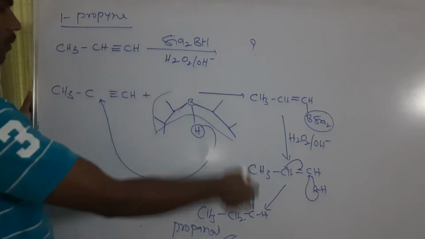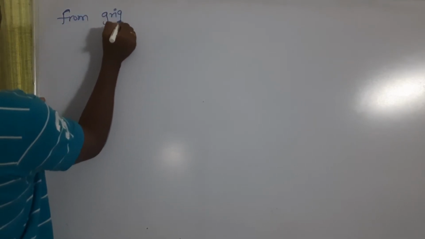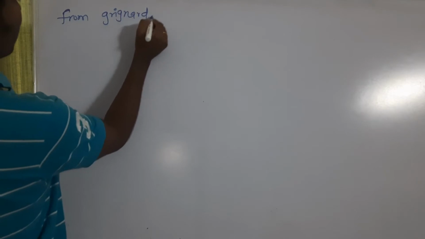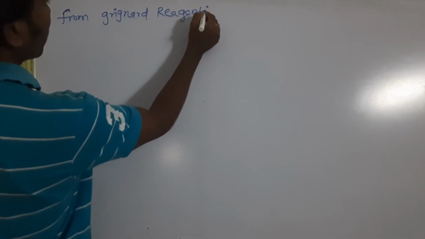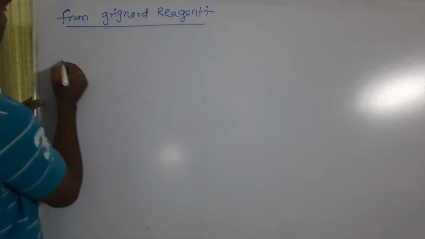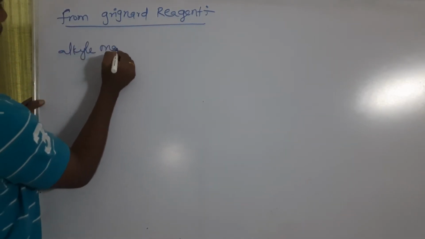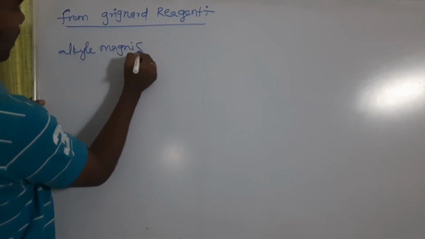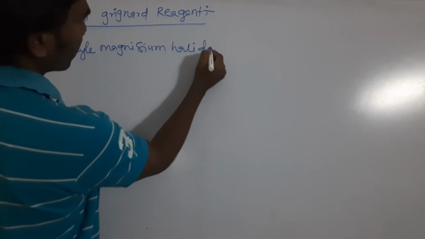So this type of compounds we want from the Grignard reagent. Next method, from Grignard reagent: preparation of carbonyl compound from Grignard reagents. So what is Grignard reagent actually? Grignard reagent means alkyl magnesium halide. Alkyl magnesium halide is called Grignard reagent.